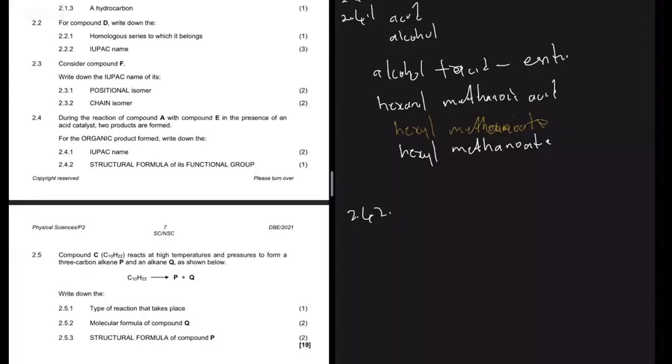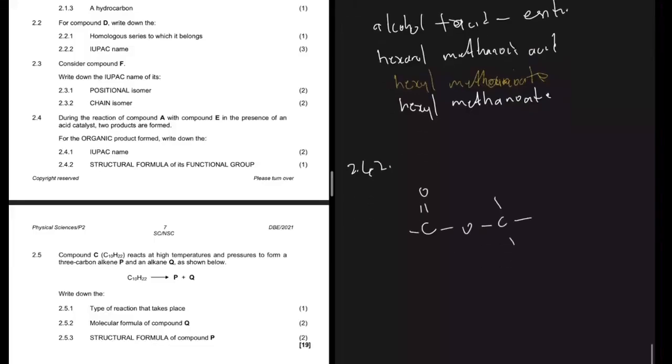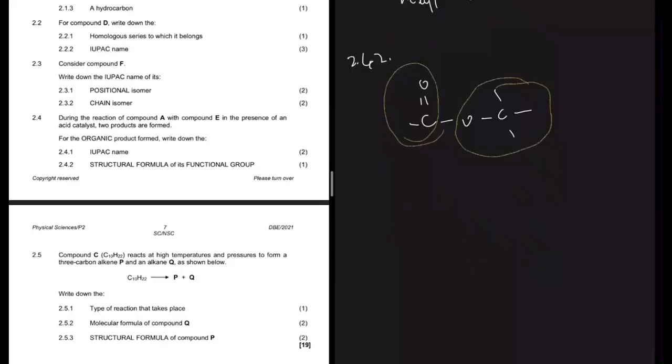2.4.1. Okay, 2.4.2 says the structural formula of its functional group. That's the functional group of an ester. So you have a double bond, and then you have an oxygen here, you have a carbon, and then it can be bonded to something there. This is the functional group. There's really no trick. There's no formula. It's just the functional group of an ester. Yeah. But if you pay attention to detail, you can see that this part will come from the alcohol, and then this part will come from the acid. But other than that, just straightforward.